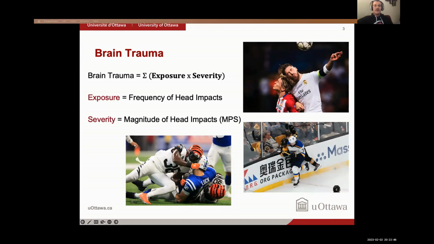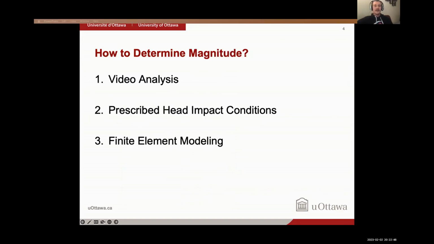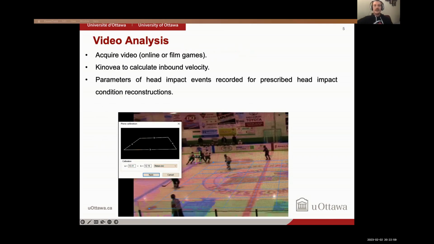And so in our lab, we measure brain trauma through a 3-step method. This involves video analysis, prescribed head impact conditions, and finite element modeling. The way that we perform video analysis is we acquire video footage either through online databases or by filming in person.